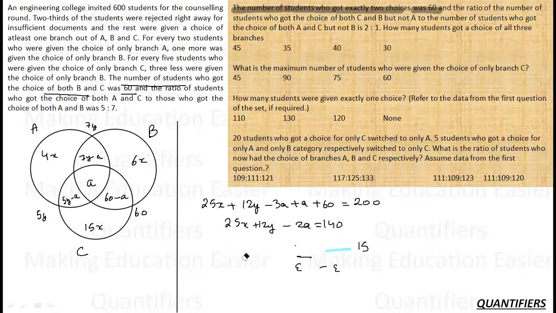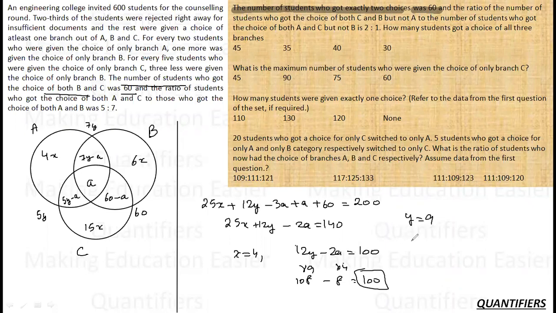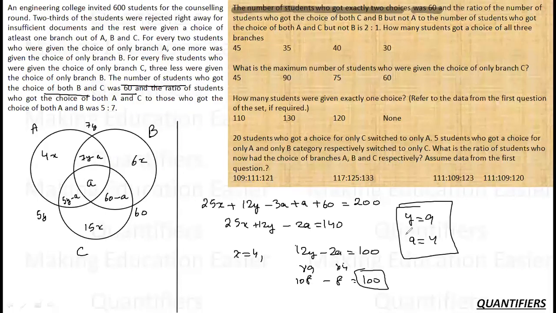So let me take x as 4 now. If I take x as 4, then 12y minus 2a is 100. Now these are two even numbers and this is also even. So take 12 into 9, 2 into 4. 108 minus 8 is 100. So this is verified. So y is equal to 9 and a is equal to 4. This completes it. And in this case, my x is 4. So this is the maximum value x can take.